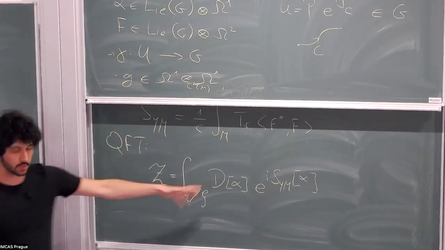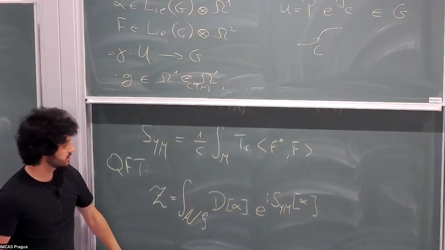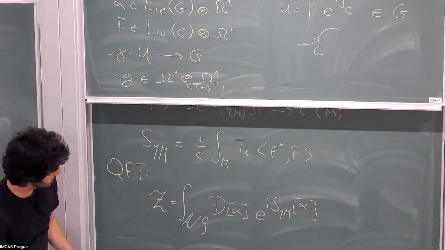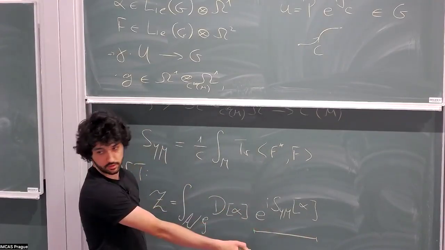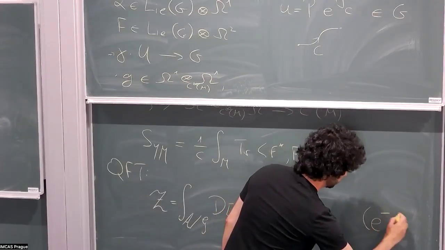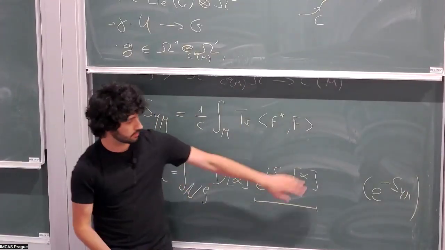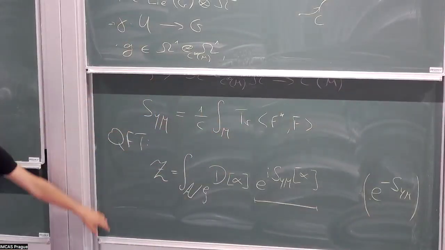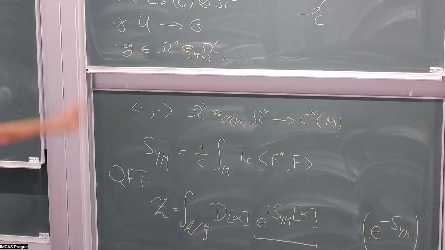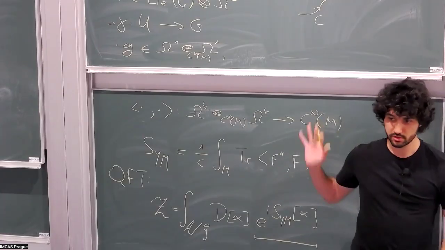Classically, this sometimes gives problems because we're working with infinite dimensional spaces, but there are techniques to handle this. What I wanted to mention as well is that the i here is for the Lorentzian signature. We can also instead write the exponential of minus S Yang-Mills, which is when you're working, for example, in Euclidean space. This is more or less everything that we need in order to make gauge theory work in the continuum. Any questions so far?